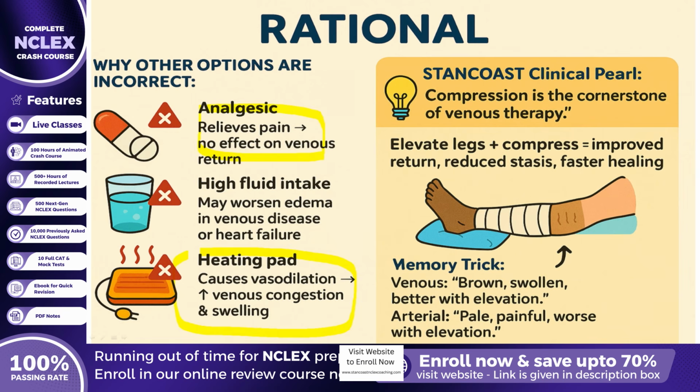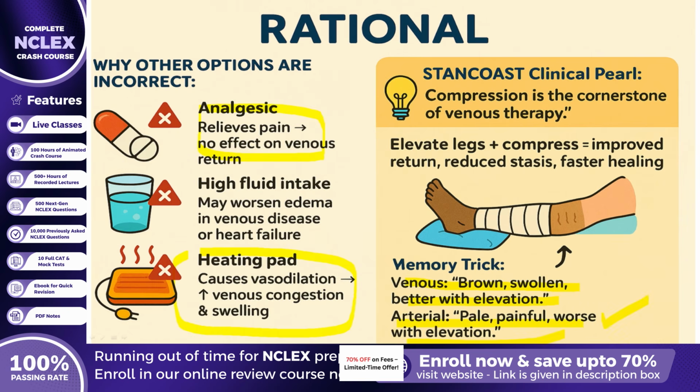Here's the key takeaway from this scenario. Compression is the cornerstone of venous therapy. It supports venous return, minimizes stasis, and accelerates healing of venous ulcers. Always remember this simple Stancoast clinical pearl: up for arteries, down for veins. Elevate the legs and use compression to aid circulation and relieve symptoms. And for your NCLEX memory, think of this high-yield trick. Venous problems are brown, swollen, and better with elevation, while arterial problems are pale, painful, and worse with elevation.